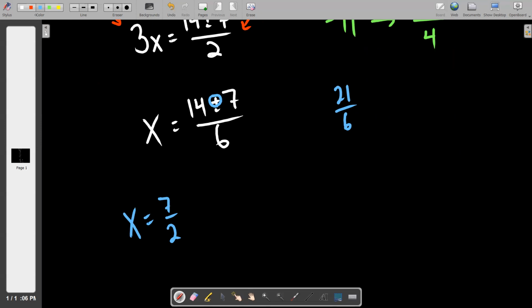And then the other pathway is going to be red, and that's 14 minus 7, which is 7. And 7 over 6 doesn't need any reducing. So those are my two answers. 7 over 3. Neat, huh?